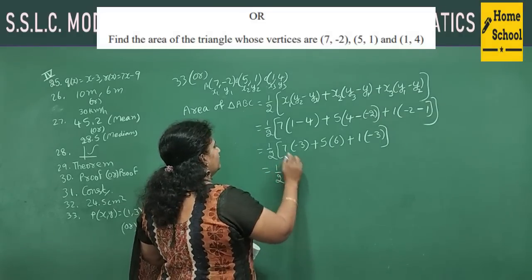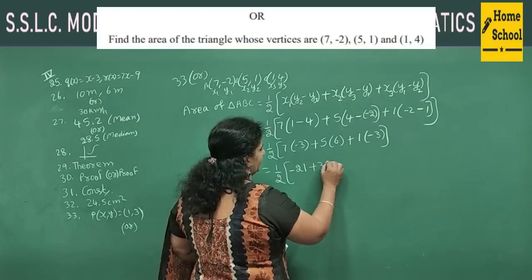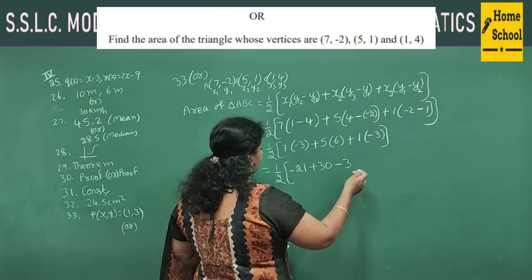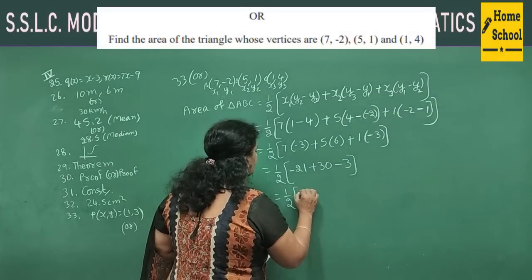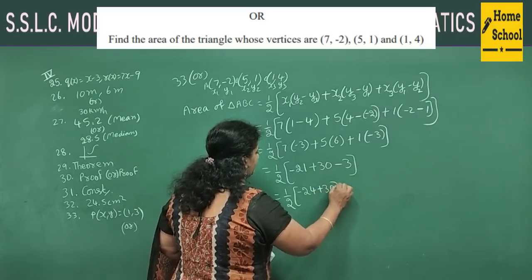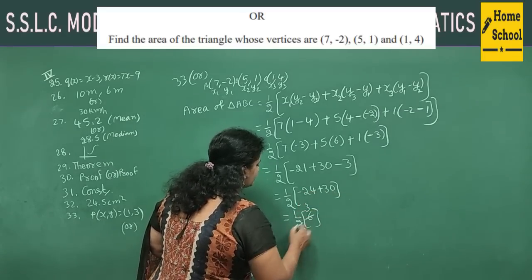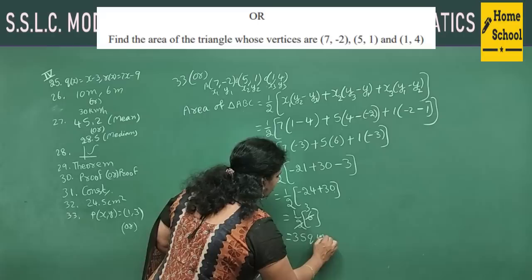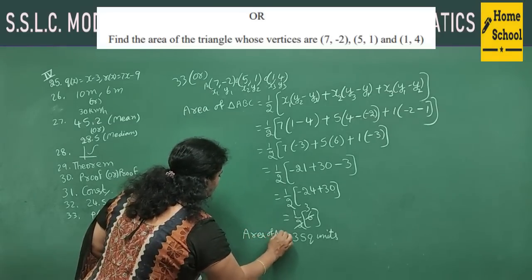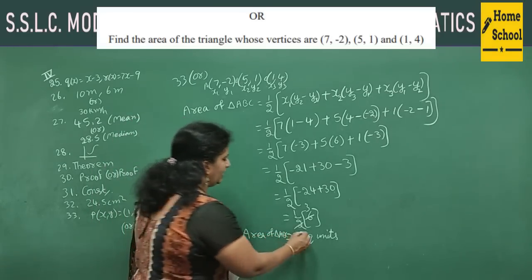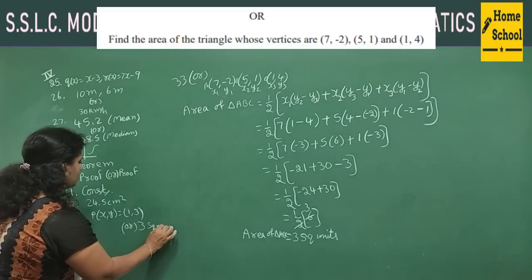Half of, plus and minus gives minus, 7 threes are 21. 5 sixes are 30. Minus 3, plus and minus gives minus, 1 into 3 is 3. Half of minus 21 minus 3 is minus 24, plus 30. That is half of 30 minus 24, which will be 6. 2 threes are 6. That is 3 square units. What is the area, children, here? Area of triangle ABC is equal to 3 square units. Right? So 3 square units.